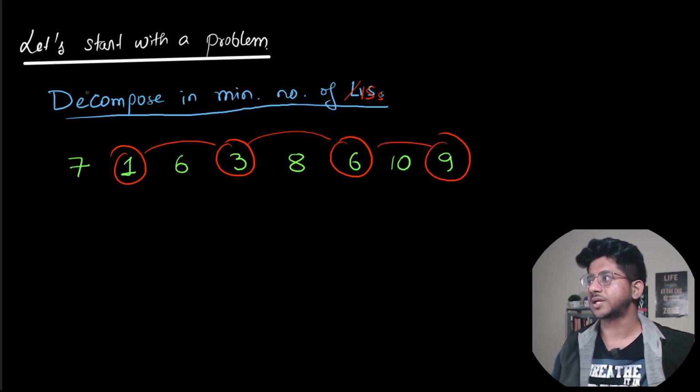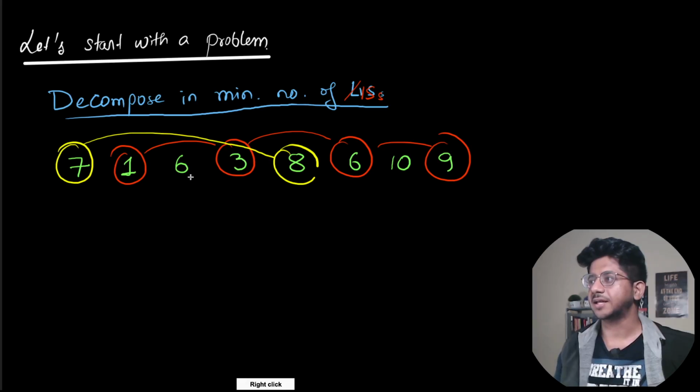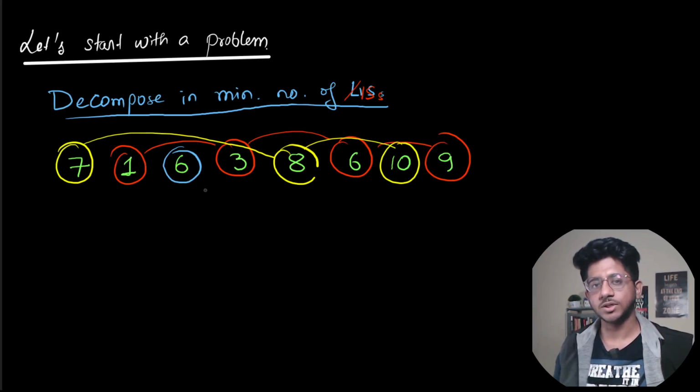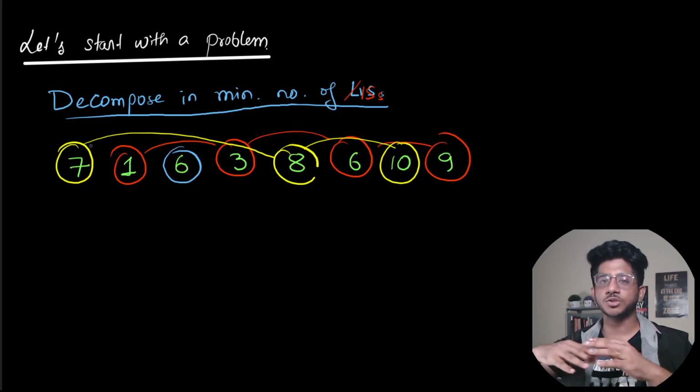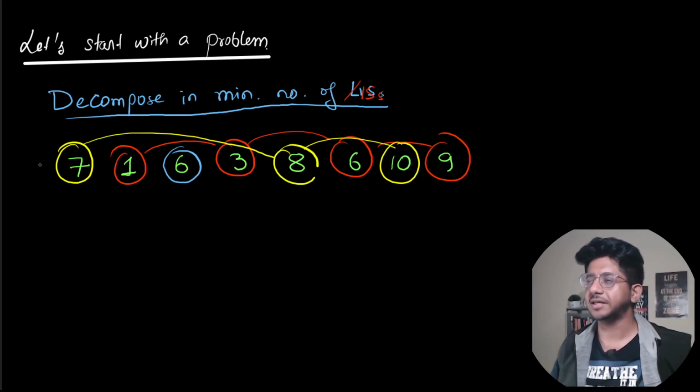Let's say we try to choose another sequence: 7, 8, and let's say we also extend this to 10, and then we have to take another sequence which just takes 6. Each of these sequences, as you can see, is an increasing subsequence, and we have decomposed the whole array into multiple different increasing subsequences. So we have to find the minimum number of such sequences you need to decompose the whole array.